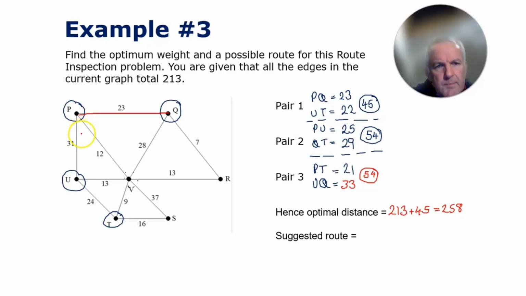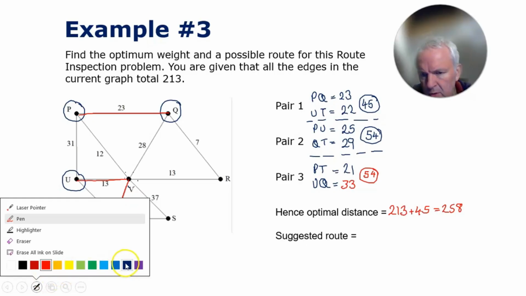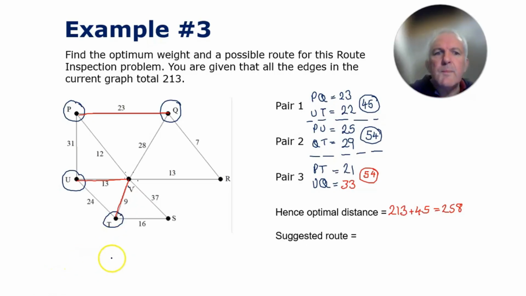And my UT, what was that? That UT is 22. So from UT, so that's the 13 plus the 9. So I've got to do that twice. So again, let's change my pen. It changed to blue to red, and I might go back to blue. Suggested route. So let's start. I'm going to start at P.